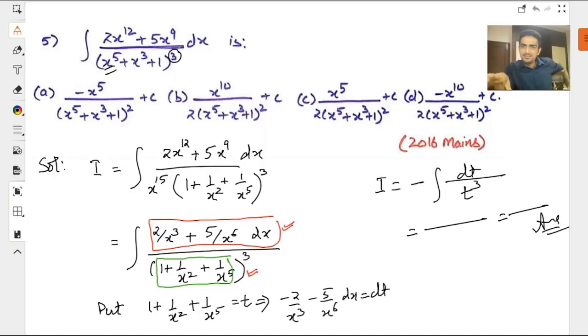Do you think mains and advanced ask you difficult questions on integration? I don't think so. They ask you such questions in which you beforehand know what to do. Take something common, and that something is always the greatest power. You will be knowing what should be put equal to t. Just put it equal to t. That's all. So mains or advanced will majorly ask such questions in the chapter indefinite integration. They have a fixed pattern. Okay.